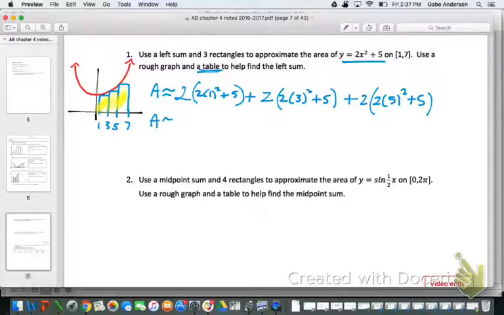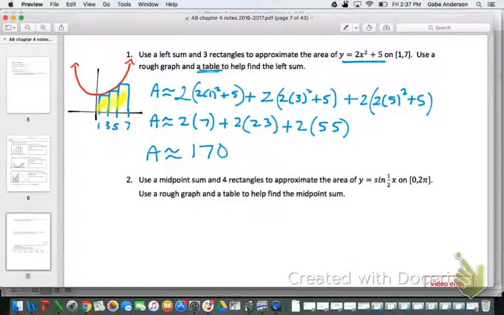So area is going to be approximately equal to 2 times, I think, 7 plus 2 times 23, I think it would be, right? Yep. Plus 2 times 55 for that last one if you do the arithmetic. And then, of course, if we add those up, it's 14 plus 46 is 60 plus 110. I think we end up with 170. I did that in my head, so forgive me if I made a little mistake there.